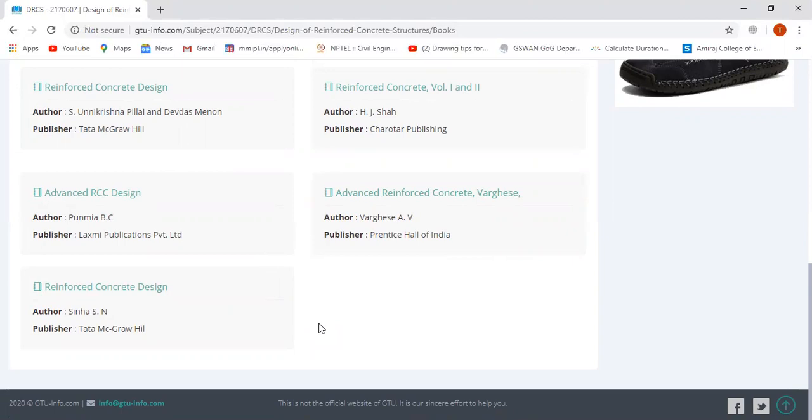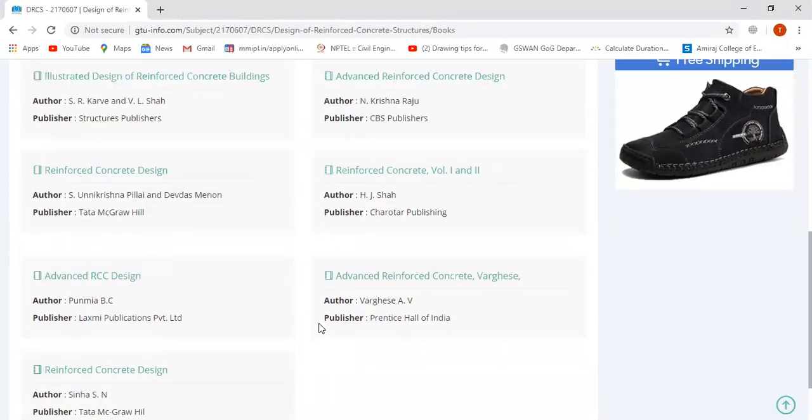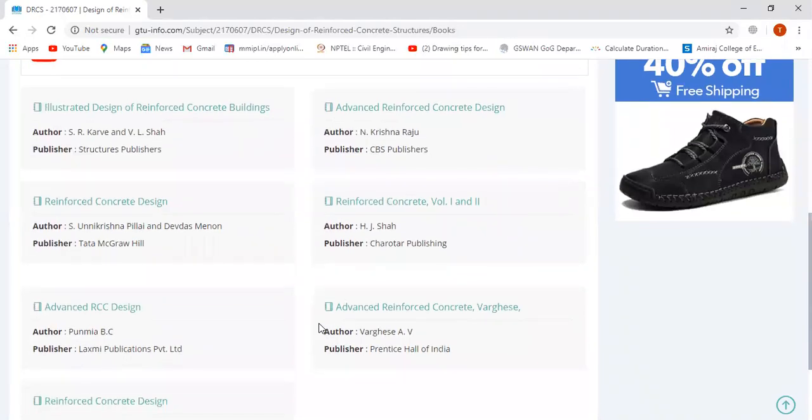The next book, by B.C. Punmia, is about advanced RCC design. Also, we get all our content covered by this B.C. Punmia book. The next book is Advanced Reinforced Concrete by Varghese, and the last book is Reinforced Concrete Design by Sinha. All of these are reference books, and we get our syllabus from each and every book.